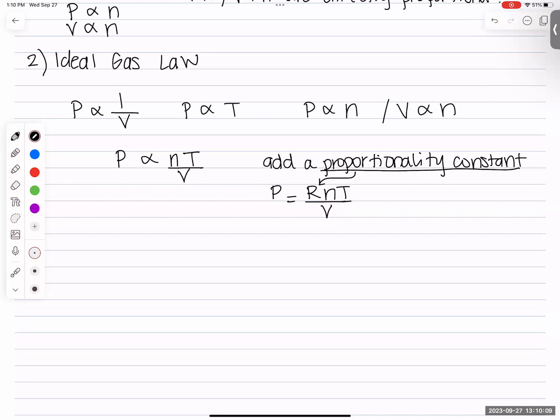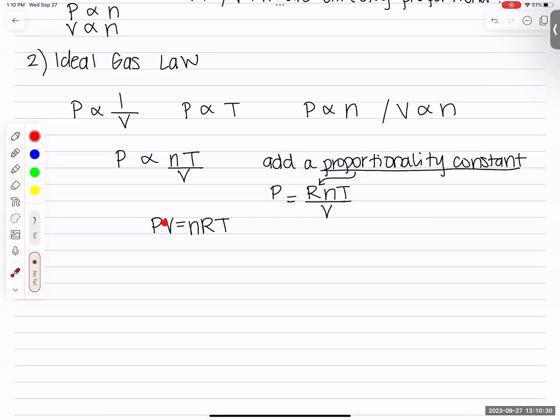So what we've made here is called the ideal gas law. If you look at your equation sheet, you have it written as PV equals nRT. That's exactly the same as what I have written here. I'm just bringing the V over to the other side so that it's all in one line. There's no fraction. But that's where we get that.